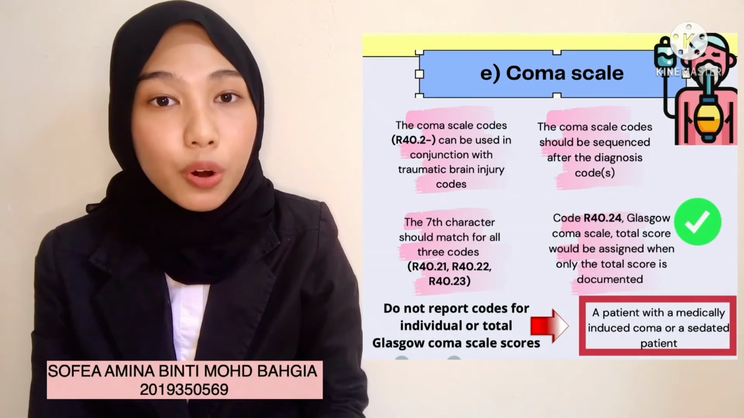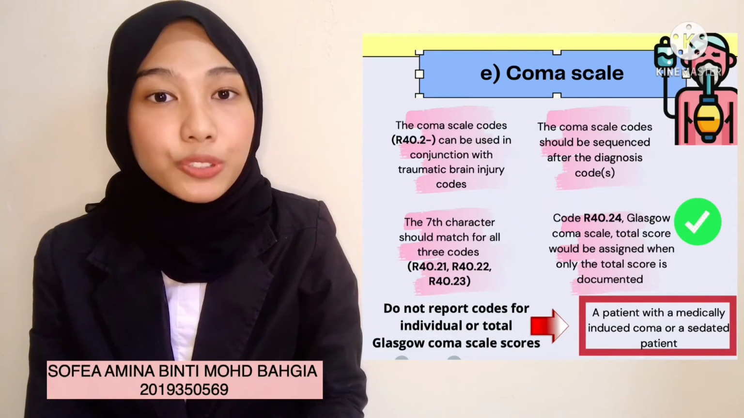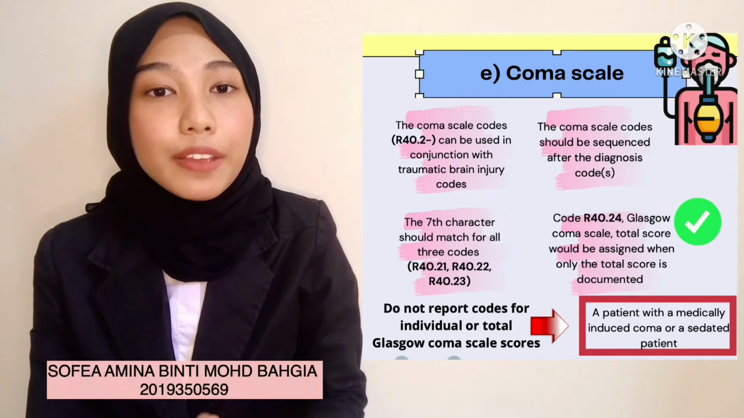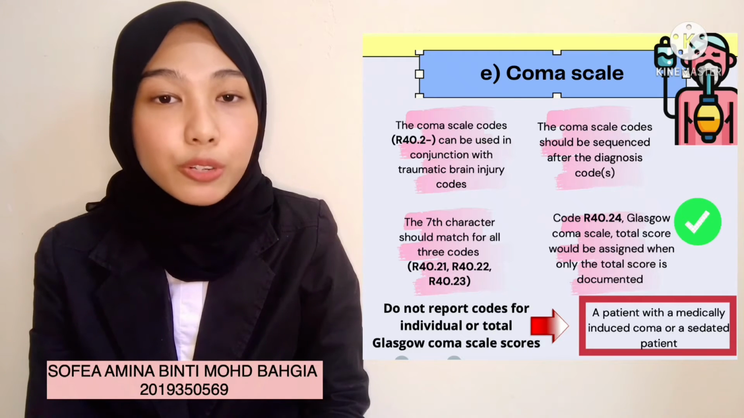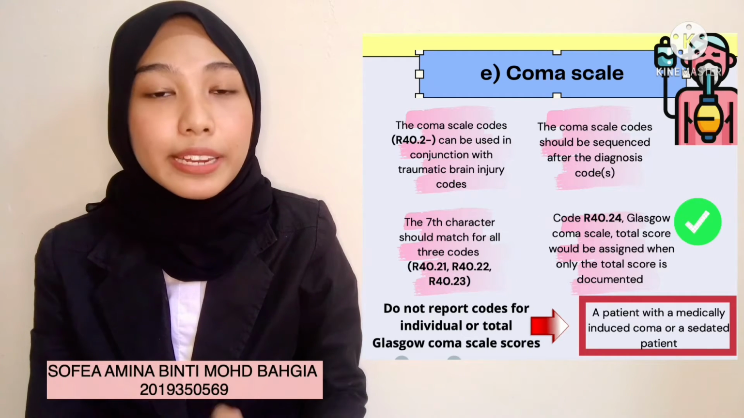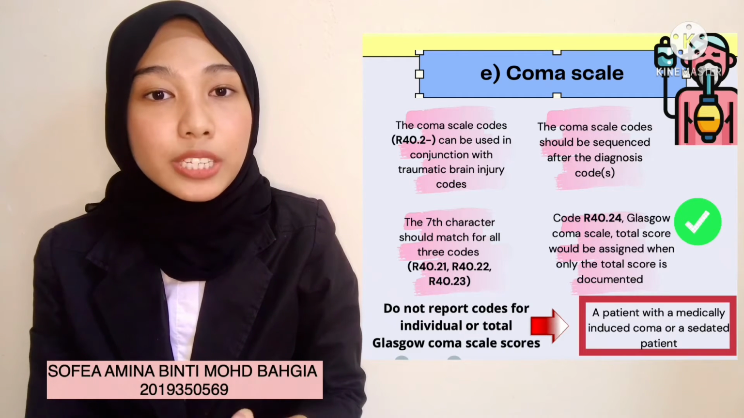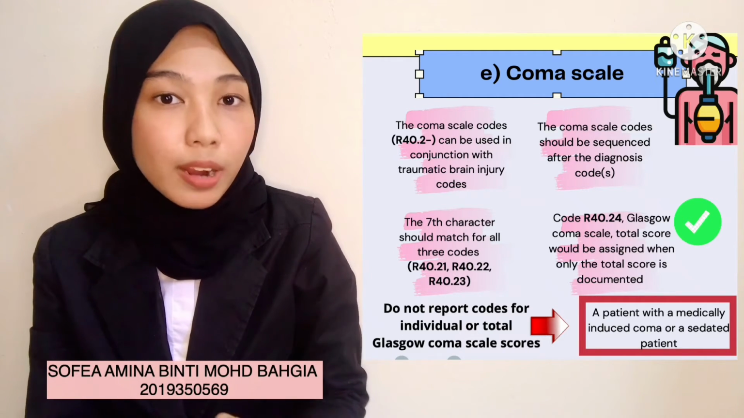Last but not least, code R40.24, Glasgow coma scale total score, will be assigned if only a total score is documented. Oh, and one more thing, do not report codes for an individual or total Glasgow coma scale score for a patient with a medically induced coma or a sedated patient.